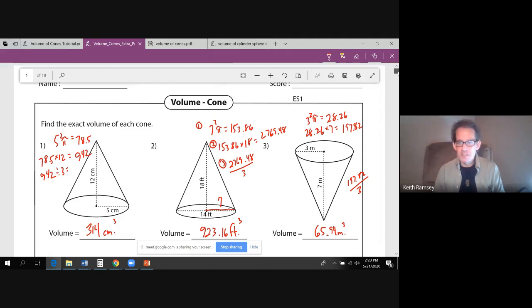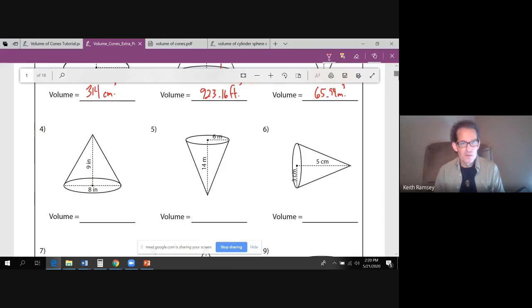Okay, let's scroll down and take a look at a few more together. I'll do number 4 with you and then give you a chance to do 5 and 6. So number 4 gives you a diameter of 8. We want half of that for the radius. So half of 8 is 4. So step 1 is 4 squared, radius squared, times pi. 16 times 3.14 is 50.24. That's my base, area of my base.